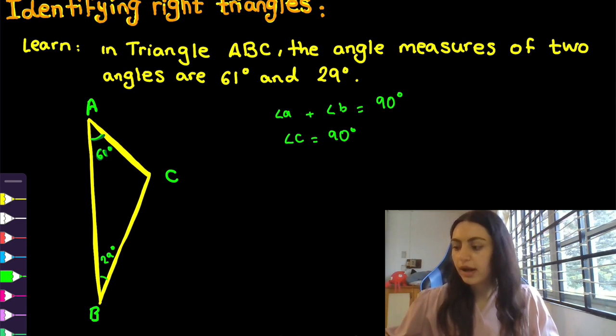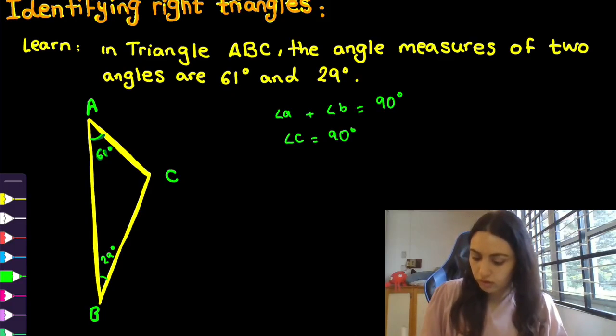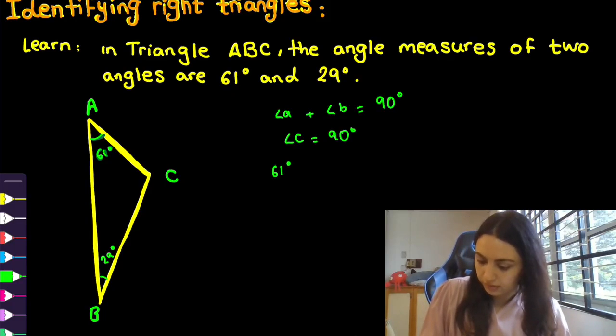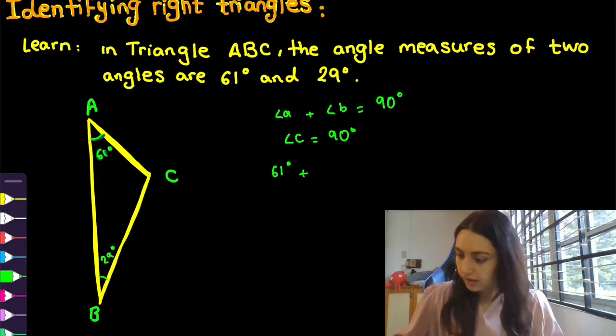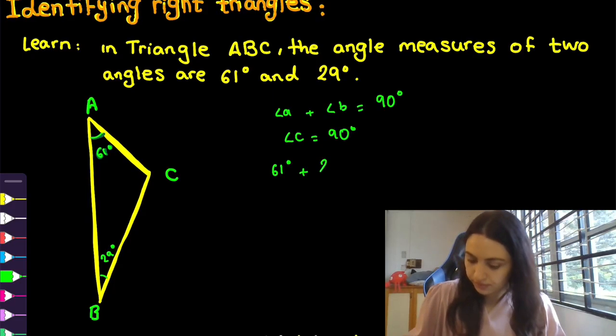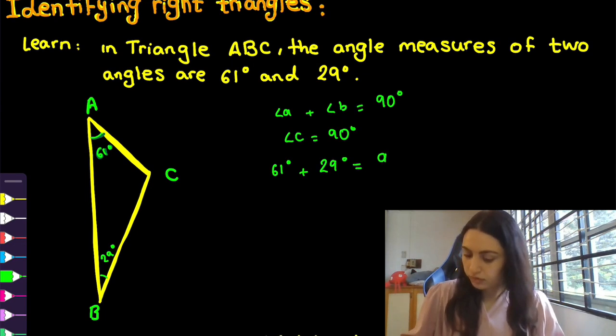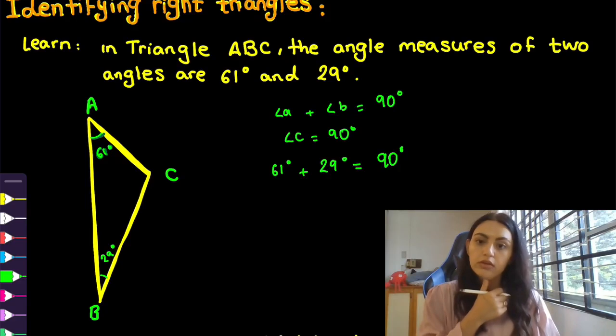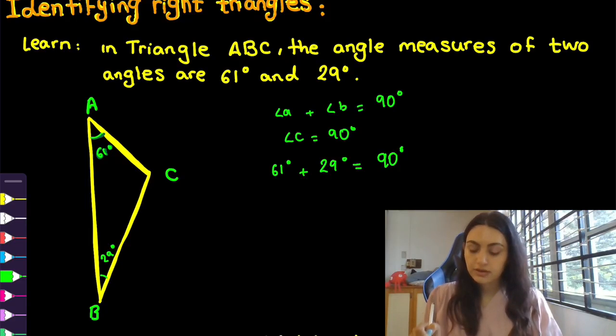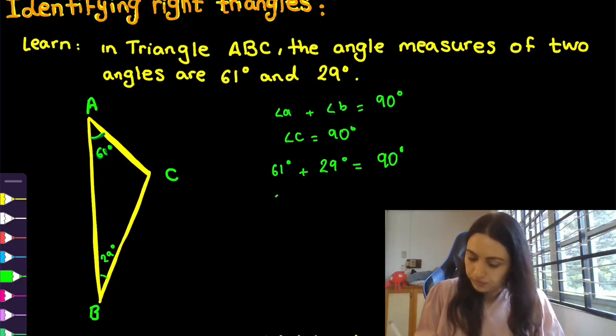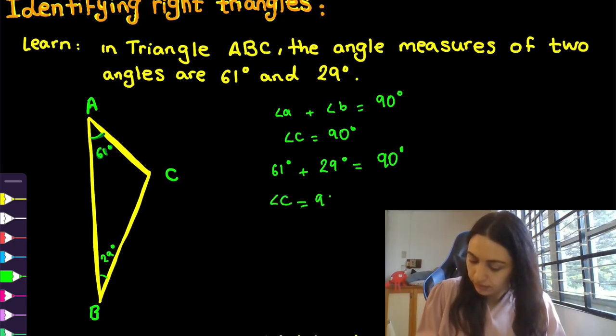You want to know why? I'm going to do a double check with you and you will see why. So let's first try it. Angle A is 61 degrees, we say 61 plus 29 degrees equals 90 degrees. Because we got 90 degrees on those two angles, that means angle C is 90 degrees. So I can be sure that this is 90 degrees.